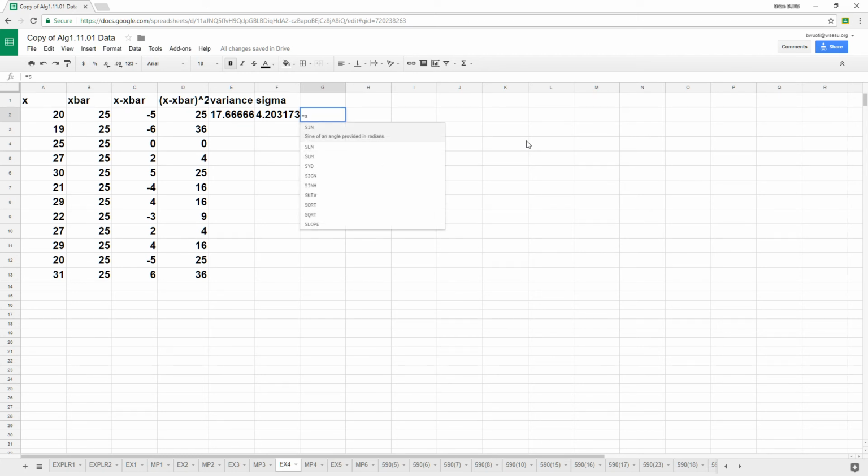Equals S, standard deviation. Look at this. This actually has a standard deviation formula built in. Now, the one that we're doing is with a P there. So we're going to do standard deviation population, open parentheses. Watch this. You guys ready? Drag this down on the original data set. And look at that. It's already telling me. Hit enter. Look at that.